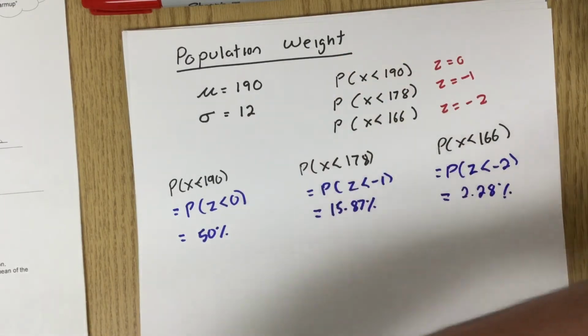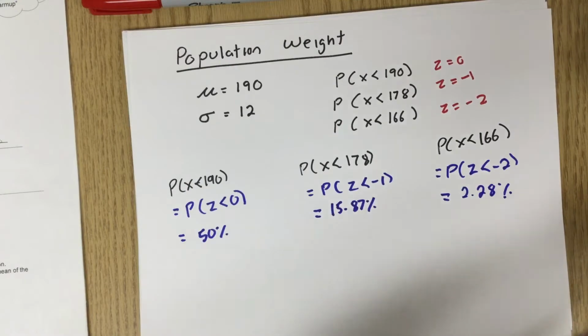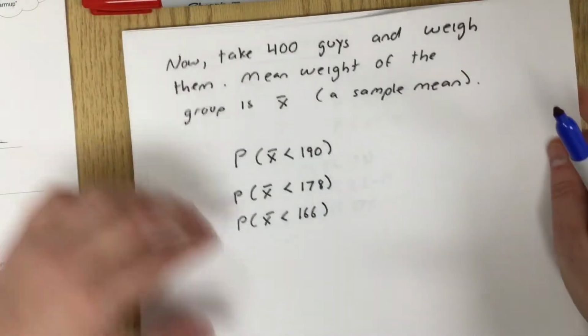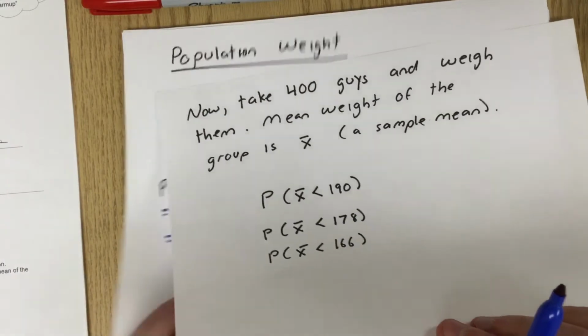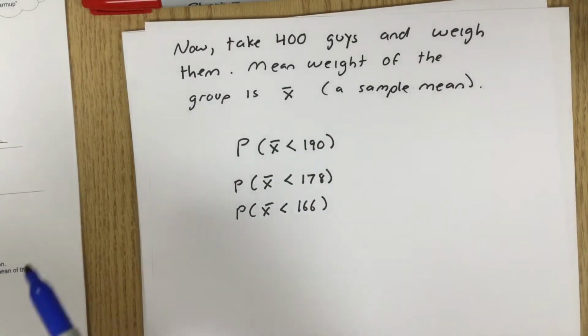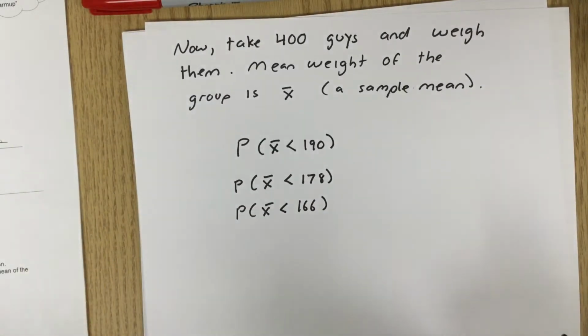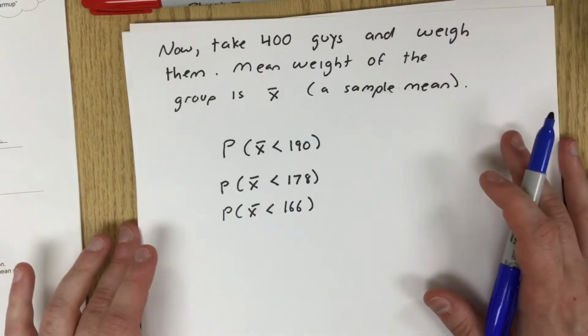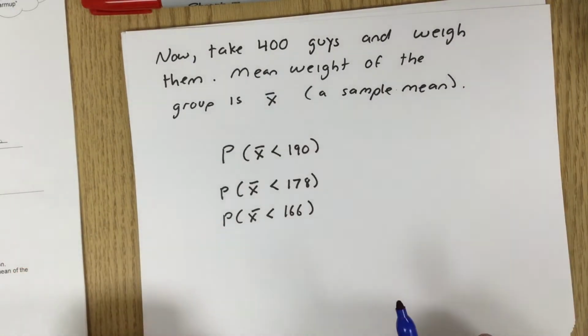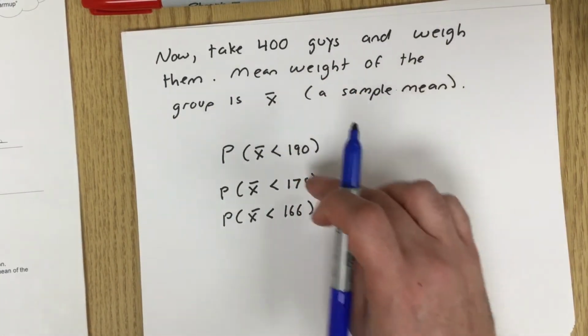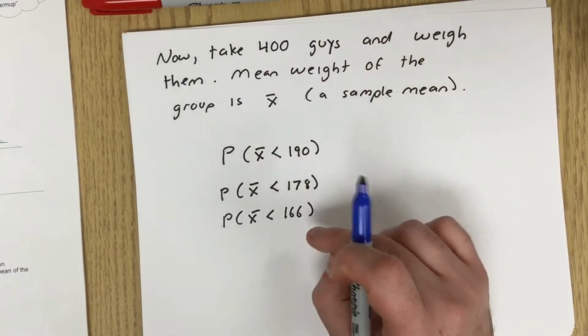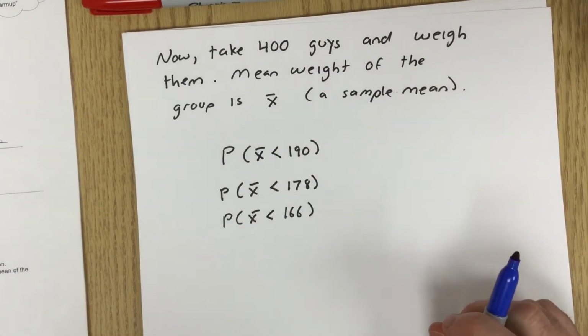So we're going to have the same population. The mean is still 190. The standard deviation is 12. But now what we're going to do is take 400 guys. We're going to weigh them, and we're going to have the mean weight of that group of 400 people, and we're going to call it x bar, because it's the mean of the sample. So what's the probability that the average weight of those 400 guys is less than 190?